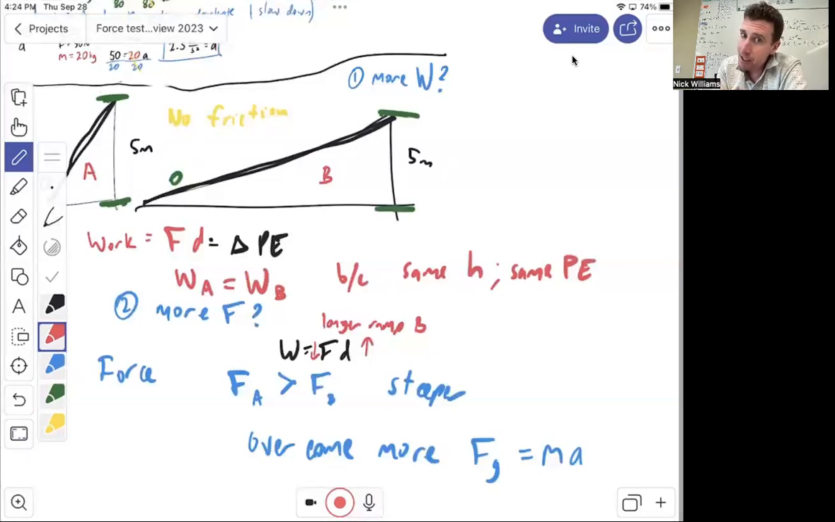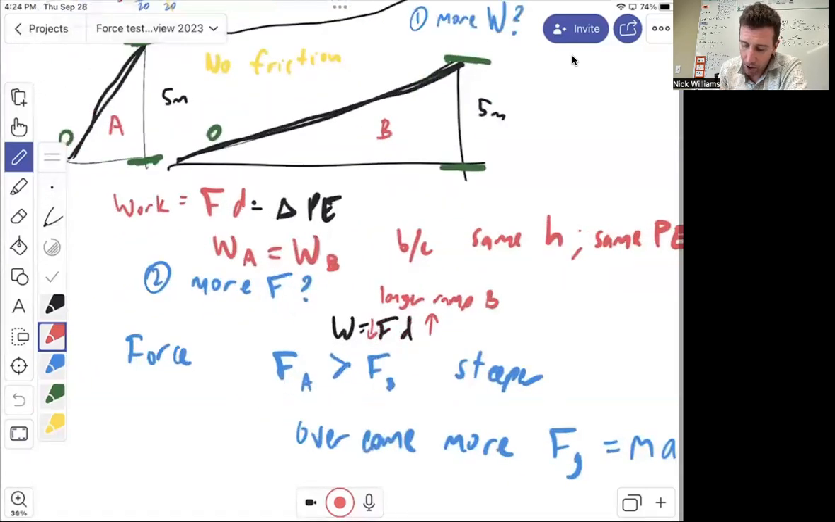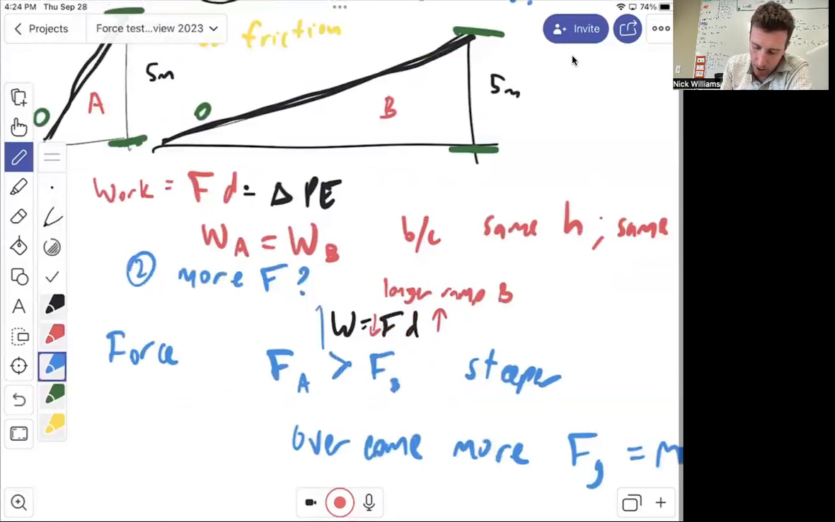Another way you could think of this is we already established that the work is the same, so my work for both has to stay the same. If I have a longer distance that I'm pushing, which would be true in ramp B, as my distance goes up, my force has to go down. So the longer the ramp is, the less force is required. The more gentle the ramp, the less force, which means A has to have more force than B because it's steeper.